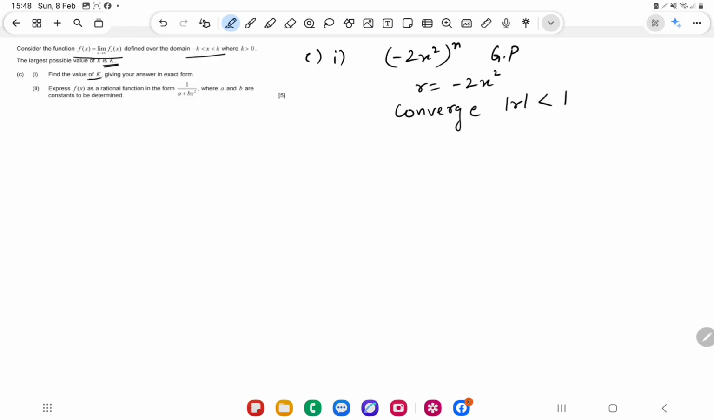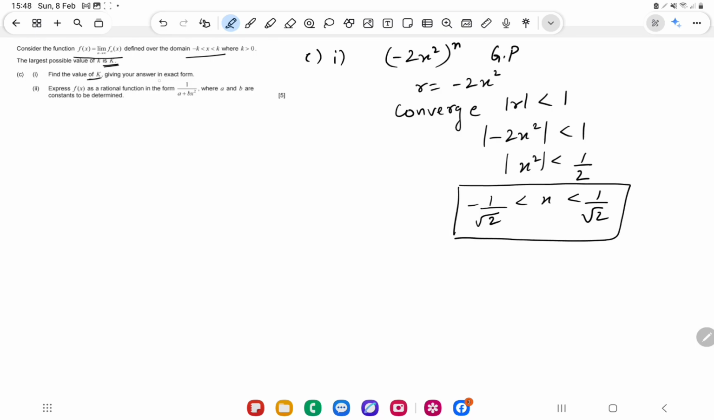So to converge, this is the condition which we have to use. This is there in your formula booklet. So I can write it like this. It means x square is less than 2. Modulus I can write. So on simplifying this, I will get 1 by root 2 less than x less than 1 by root 2, with positive and with negative. Now they have asked for the largest value of k. So this will be my largest value of k.